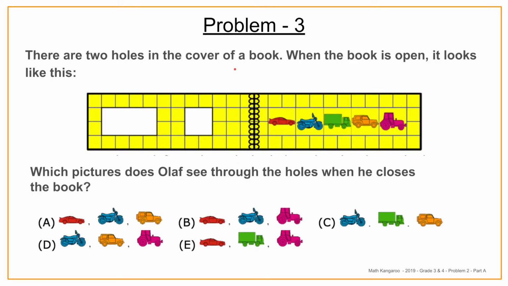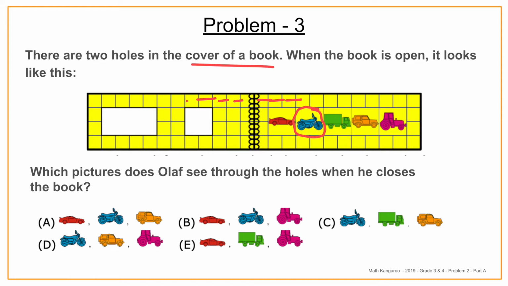Problem 3. There are 2 holes in the cover of a book. When the book is open, it looks like this. Which pictures does Olaf see through the holes when he closes the book? We will count the grids from the left to reach the first hole. So we see 1, 2, third. So it sees a blue bike.